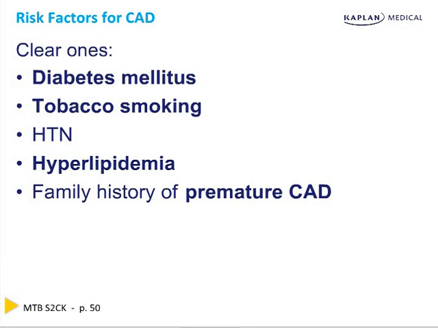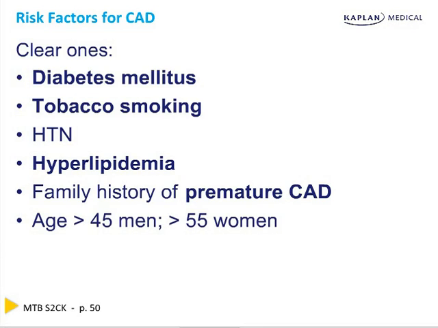The age cutoff for a male relative is if they had premature disease, defined as a father who had their disease under the age of 55 or your mother under the age of 65. So the family history is 55 and 65 for male, female. Whereas your individual risk is at the age of 45 as a man and 55 as a woman.